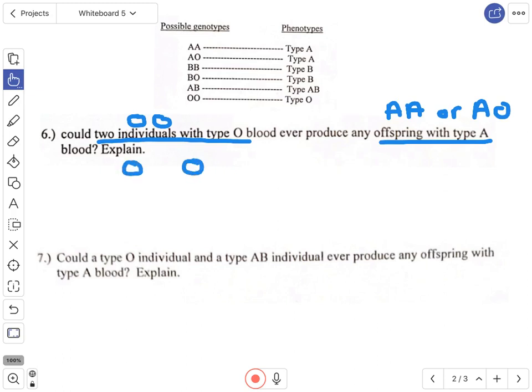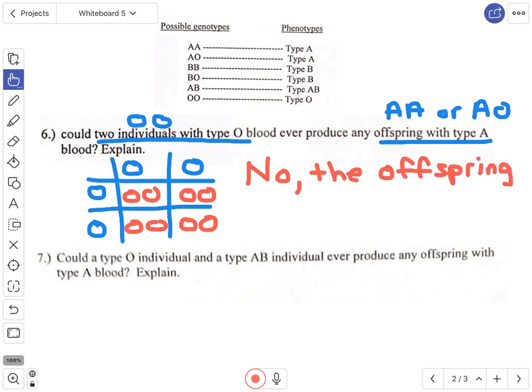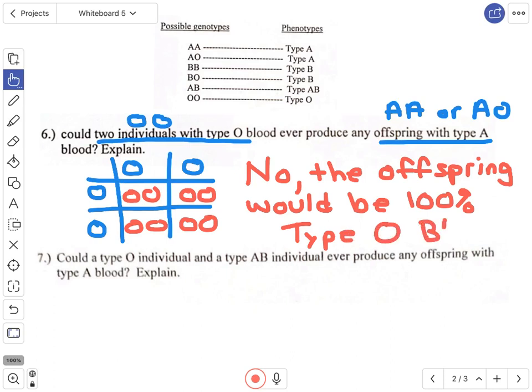If we create our Punnett square with our two parent generations, and we complete our Punnett square, we end up with OO, OO, OO, and OO. So did we have any AA or AO? And the answer is no. So therefore it's not possible. The offspring would be, and here's our evidence, 100% type O blood. That would be their phenotype because all of our alleles are OO.